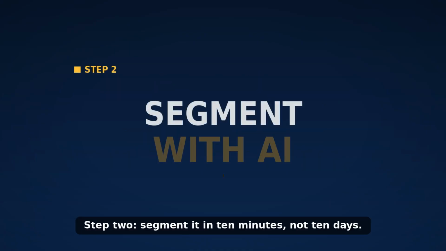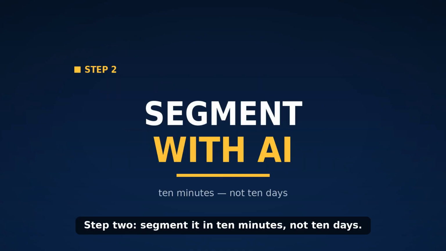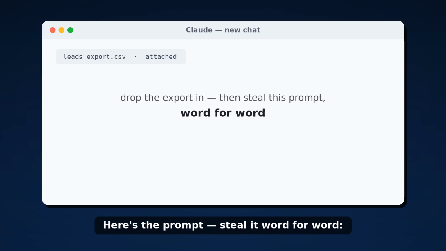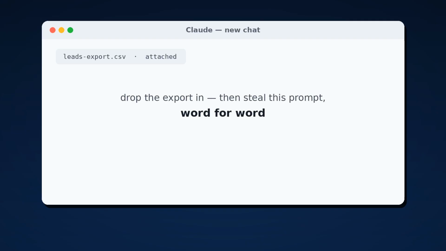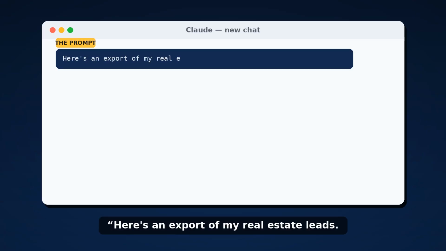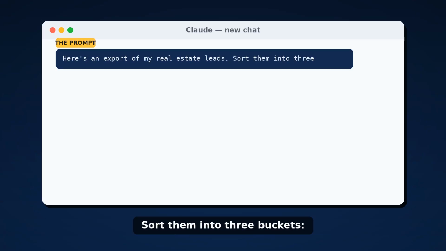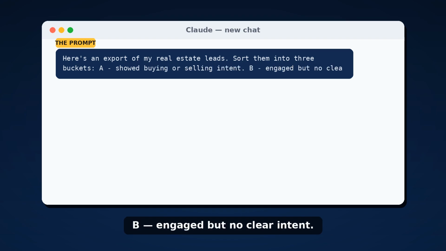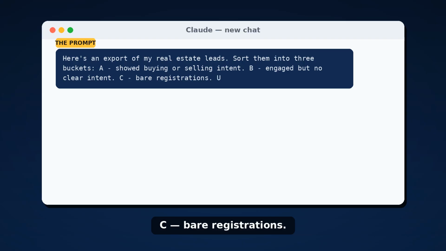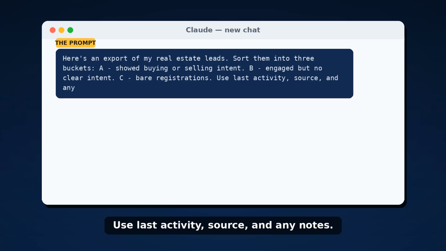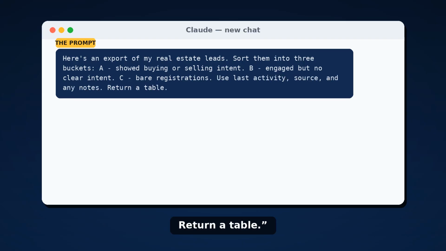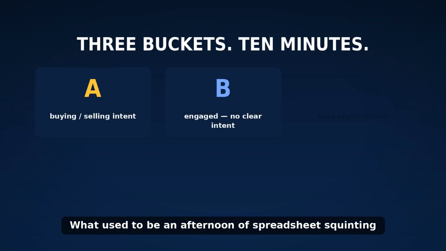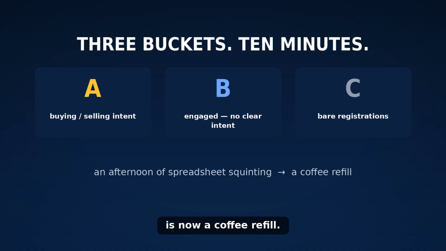Step 2. Segment it in 10 minutes, not 10 days. Take that export and give it to Claude or ChatGPT. Here's the prompt. Steal it word for word. Here's an export of my real estate leads. Sort them into 3 buckets. A, showed buying or selling intent. B, engaged but no clear intent. C, bare registrations. Use last activity, source, and any notes. Return a table. That's it. What used to be an afternoon of spreadsheet squinting is now a coffee refill.